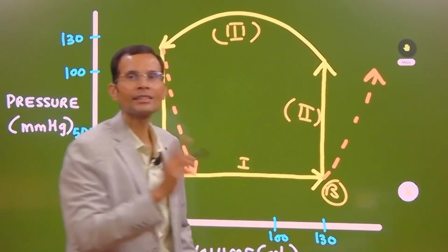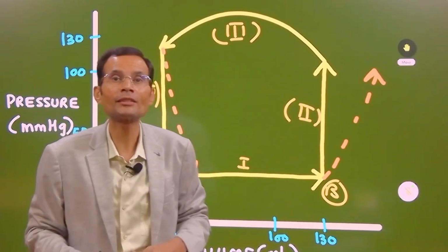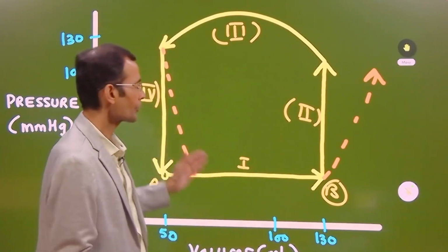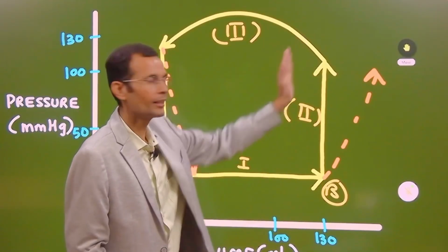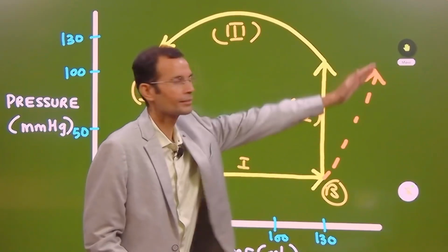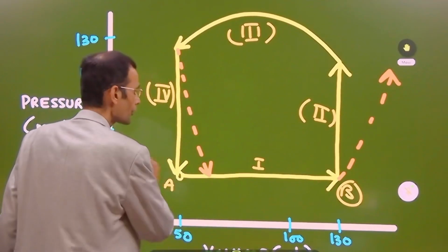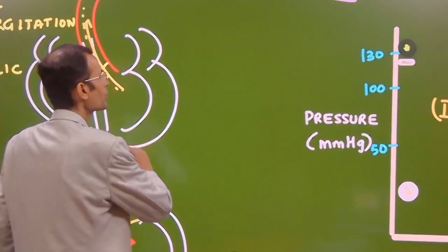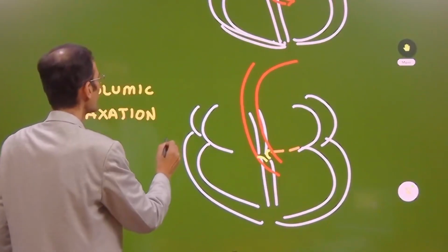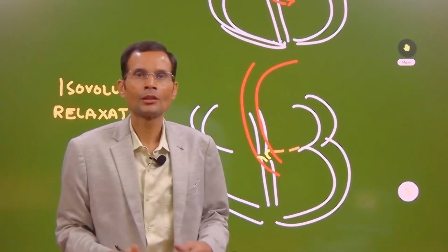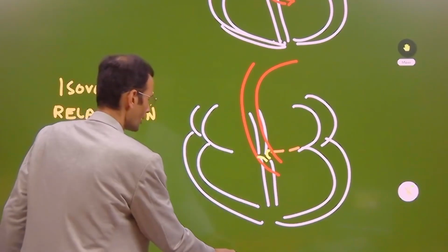Straight line means isovolumic. Line going there is volume is increasing, right? Volume on the horizontal axis, straight line versus the line going there, volume is increasing. All right, that was isovolumic contraction. Now then, what happens during isovolumic relaxation? Just revise isovolumic relaxation in your mind.